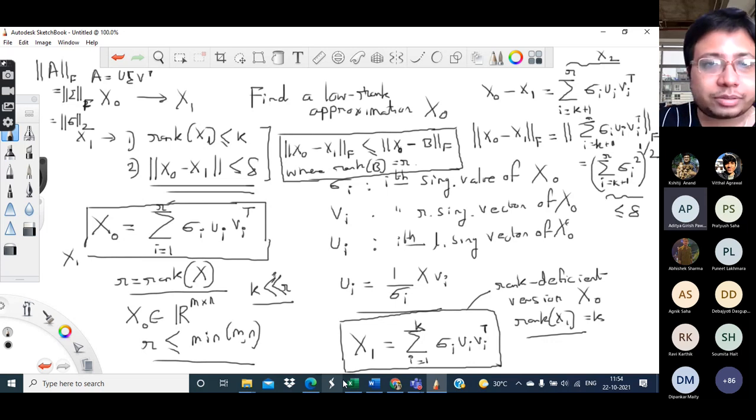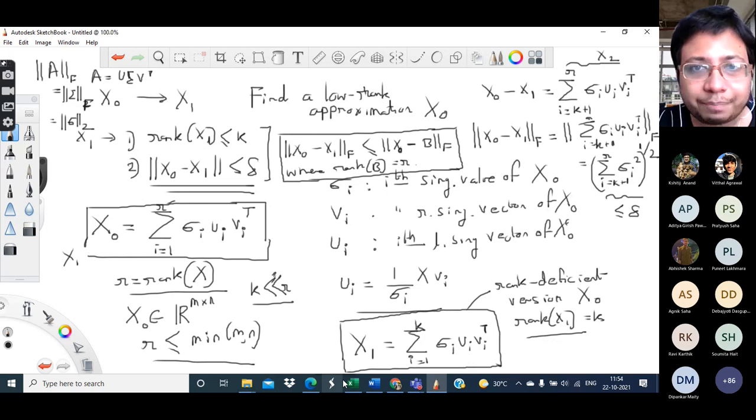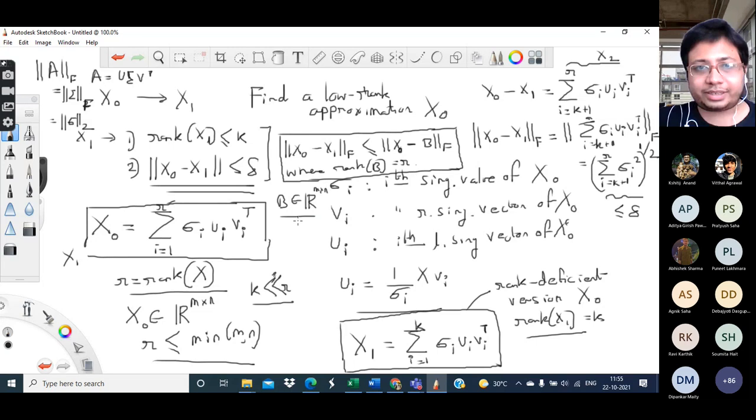Sir, can you repeat what B is? B is any low rank matrix of rank R. Sorry, any matrix of rank R. Well, of course, B will have to have the same size. So if X naught has size m cross n, B will also have to have the same m cross n. So B is any arbitrary rank R matrix of the same size.